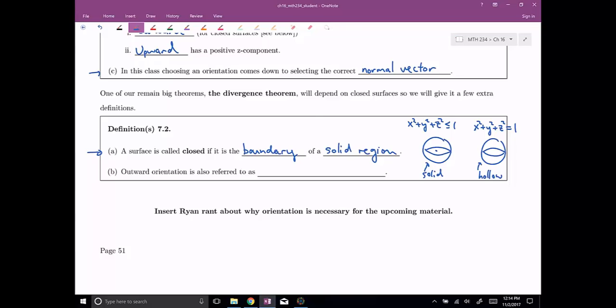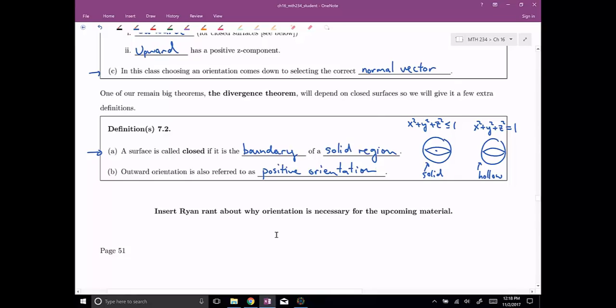Finally, we have outward orientation, which is also referred to as positive orientation. Remember, when we're talking about curves, something's positively oriented if it goes in the counterclockwise direction. Here, if we're talking about an orientation of surfaces, we call positive orientation the same thing as outward orientation. So you may see these used interchangeably.